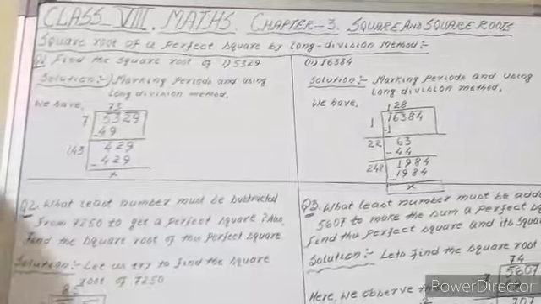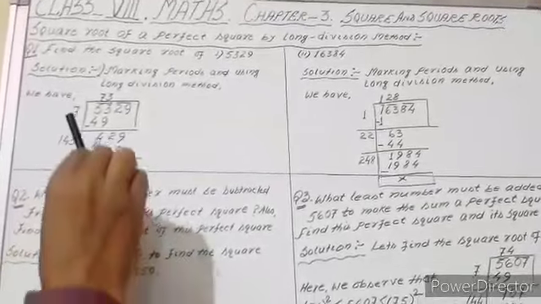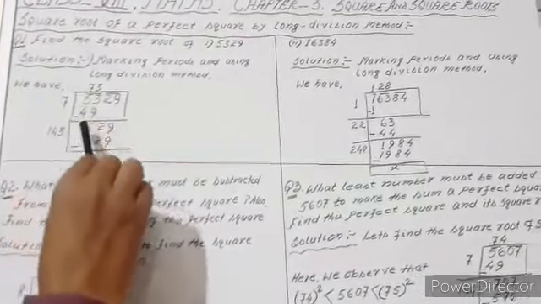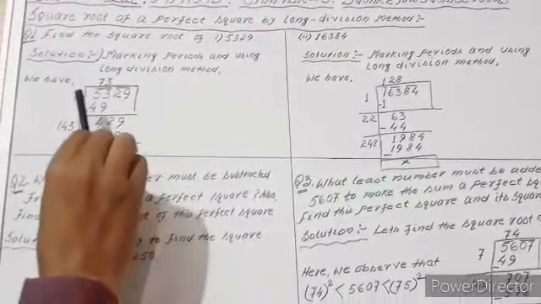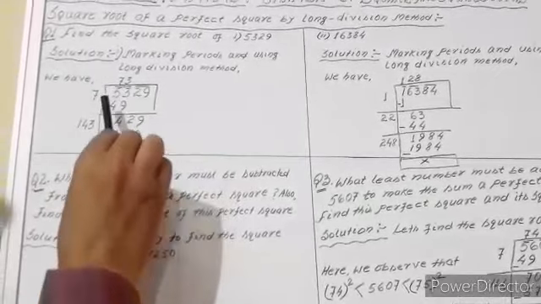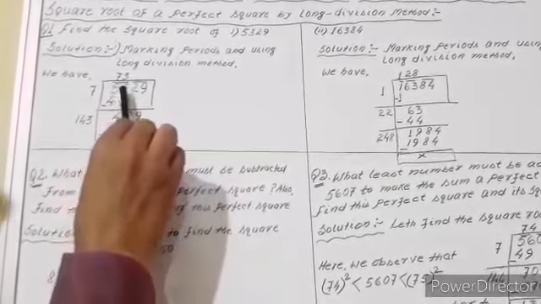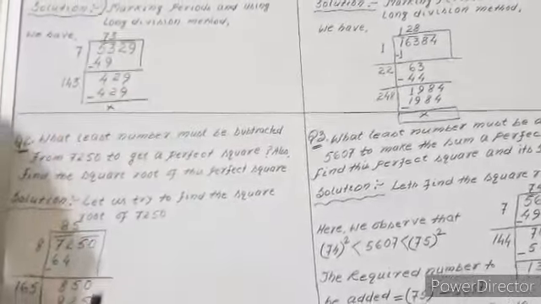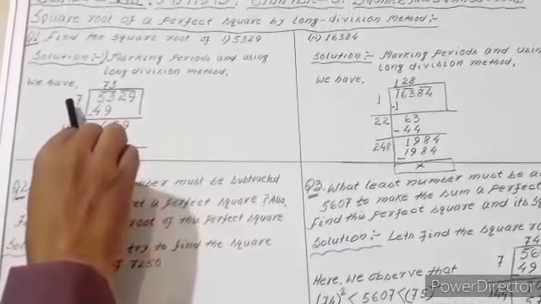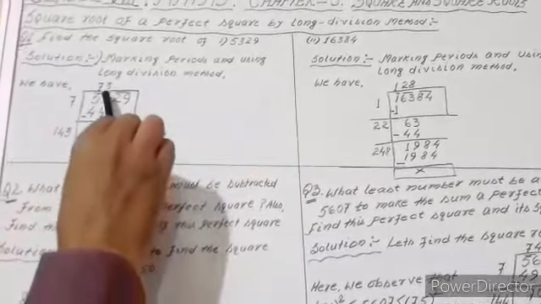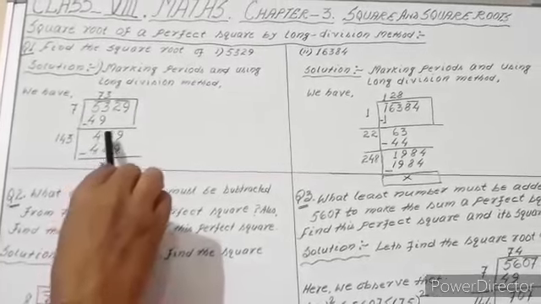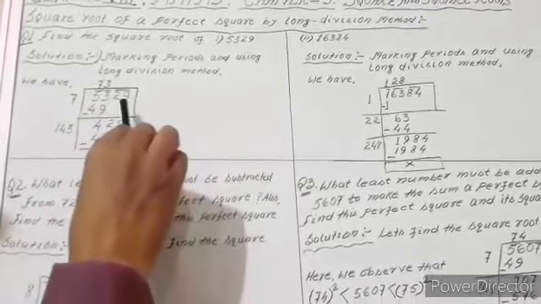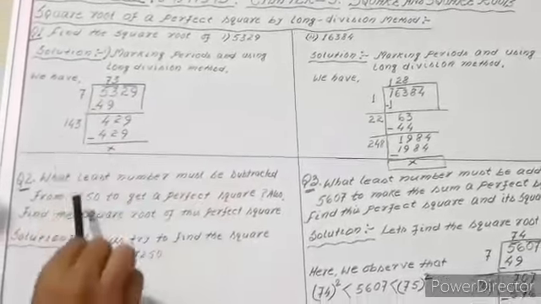Now, after making the periods, we have to think of the largest number whose square gives either a number equal to the given number 53 or a number lesser than that. So here we have taken 7 into 7 is 49. After subtracting we got 4, and since the next two digits are taken as one period, both the numbers are brought down.